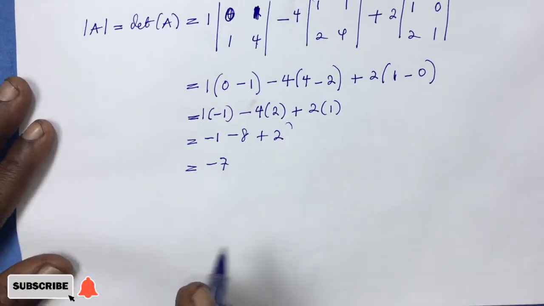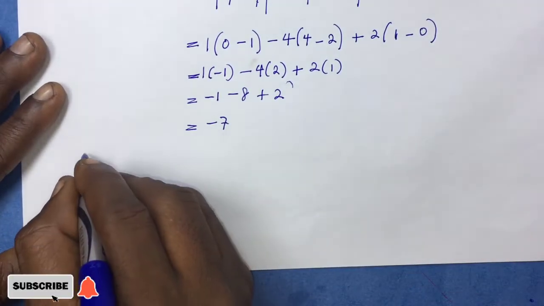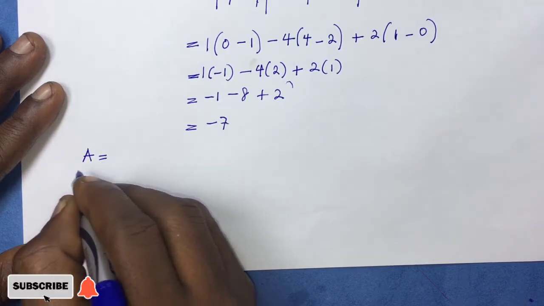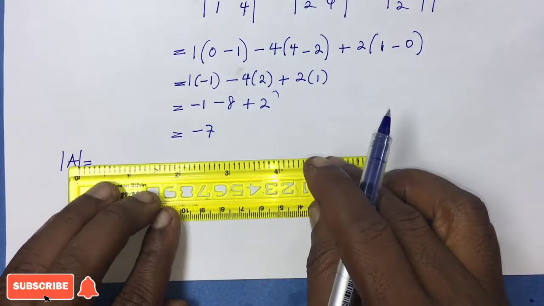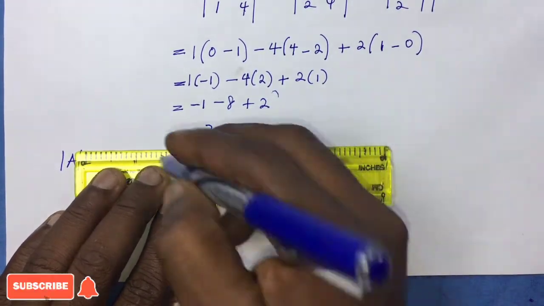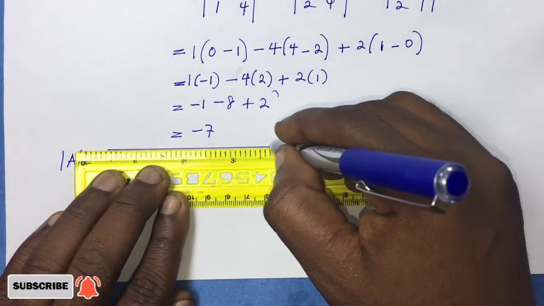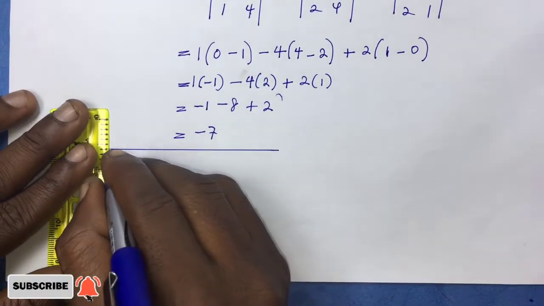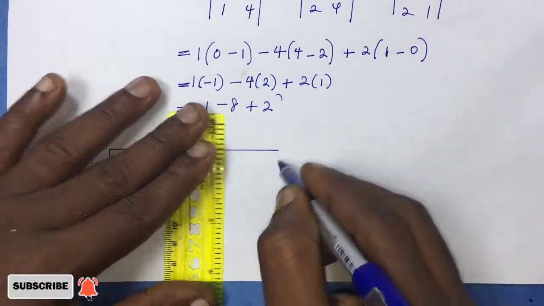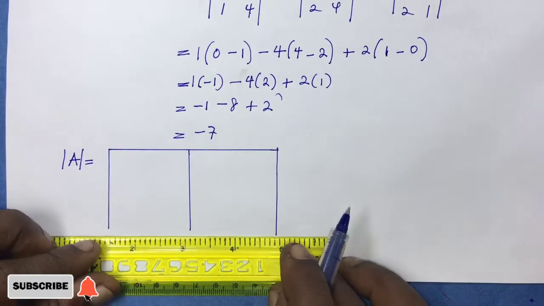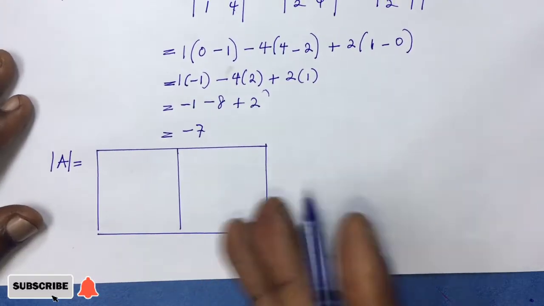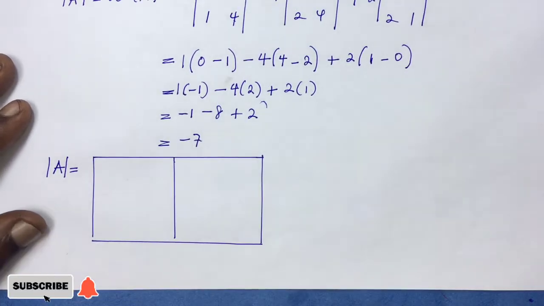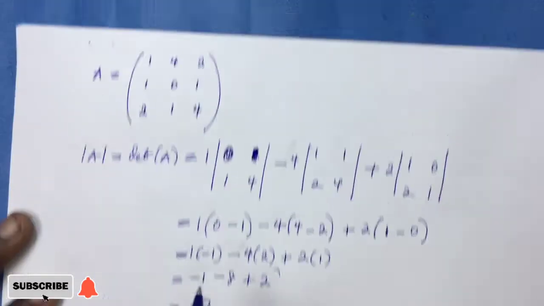Now, let us use the method of Sarrus to obtain the determinant of this matrix. The reason why we are now using the method of Sarrus is to show you that it should give you the same result as what we had obtained using the alternative method. So what does the method of Sarrus require? So I'm going to form a main block of these elements.